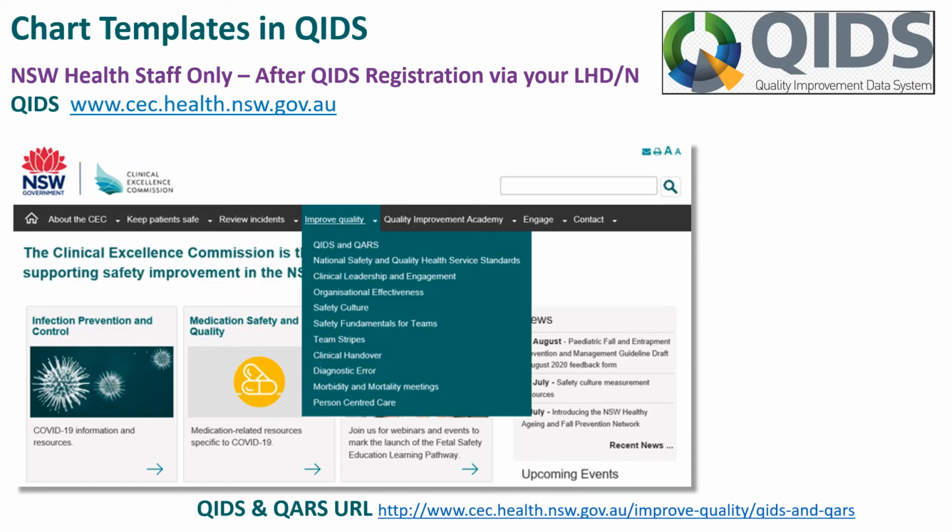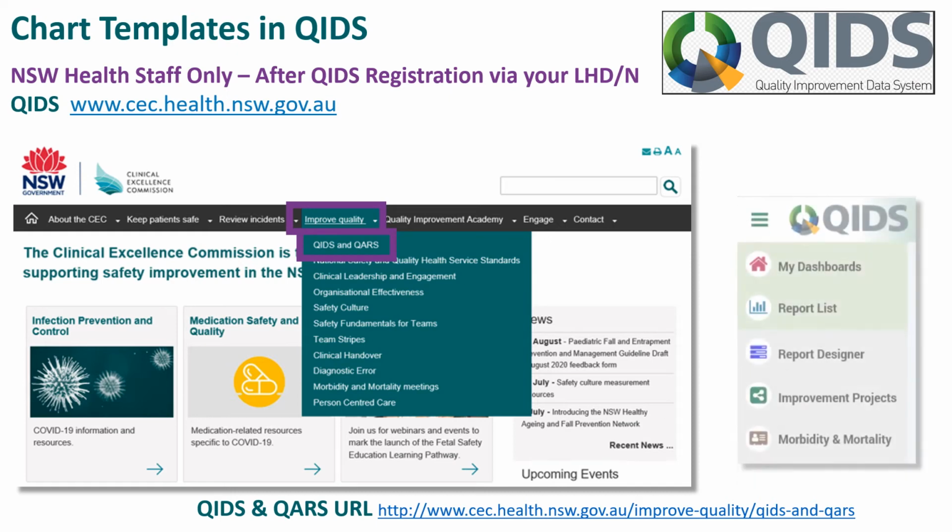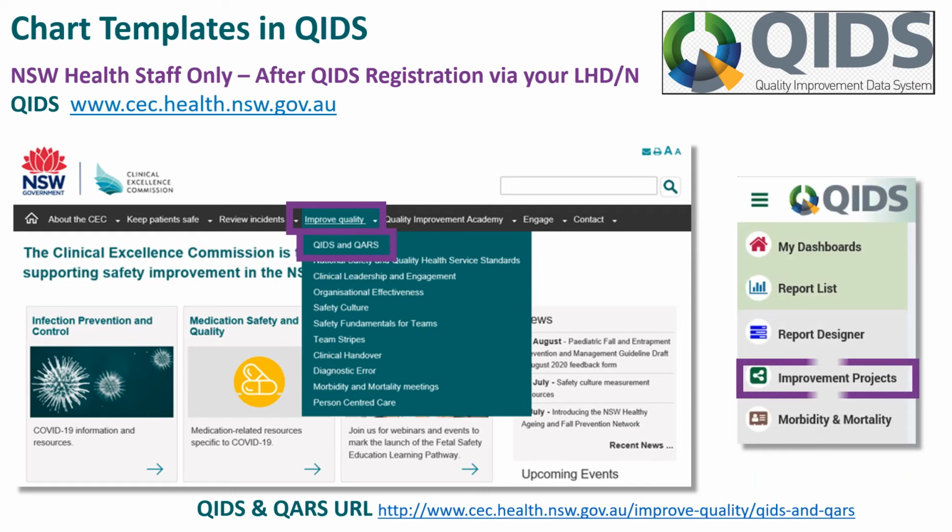For New South Wales Health staff, there's a system that you could use to create charts. This is called the QIDS system or the Quality Improvement Data System, and you'll need to be registered to use this system via your LHD or network. Or you can find the login through Quality Improvement and then go to the QIDS and QAS section on the CEC website. When you're in the QIDS system, you need to click on Improvement Projects and that will take you through to the chart templates.